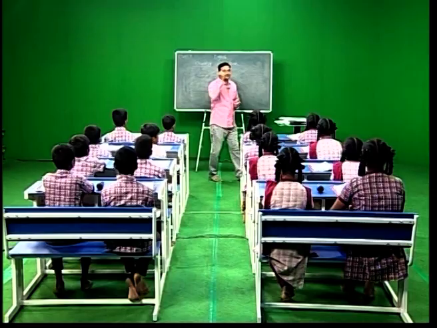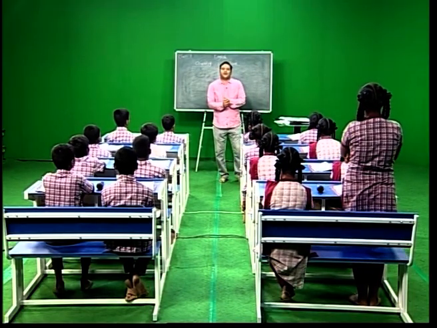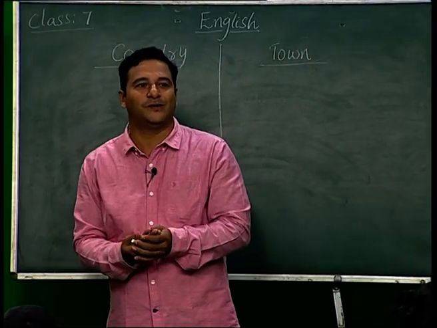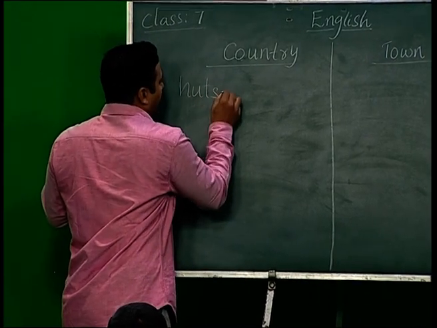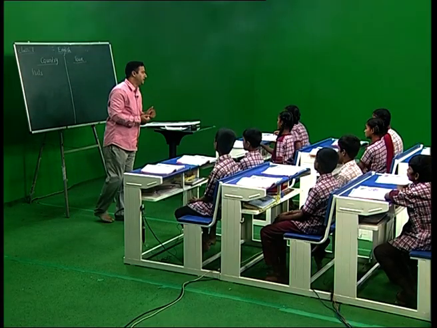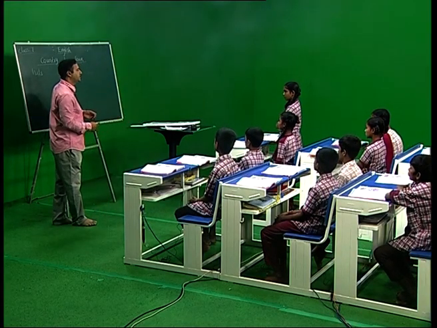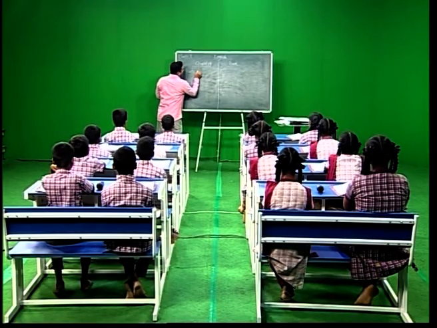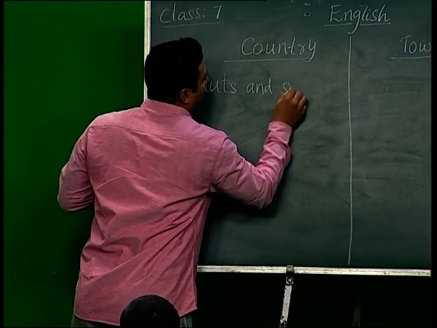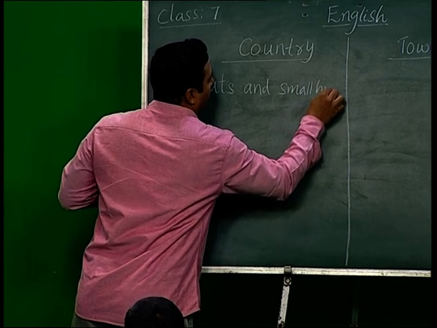Lavanya, can you tell me what kind of houses you see in the village? You can look at the picture and tell me. Huts. Right. I'll write it here. Huts. Sit down. Harshini, what else do you see? Only huts or any other houses? Small houses. Right, small houses. Good. So in the country, we see huts and small houses.